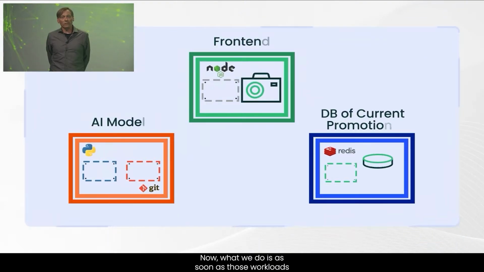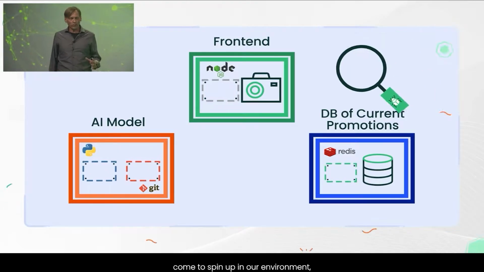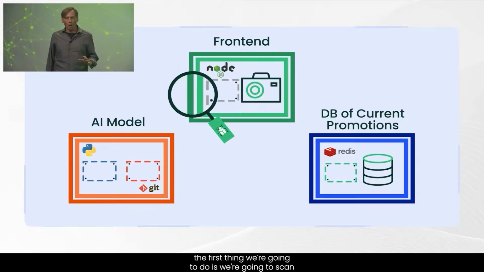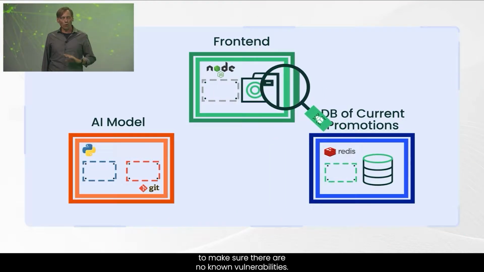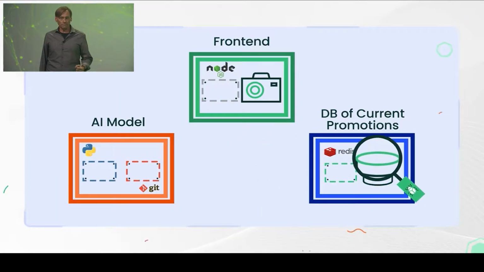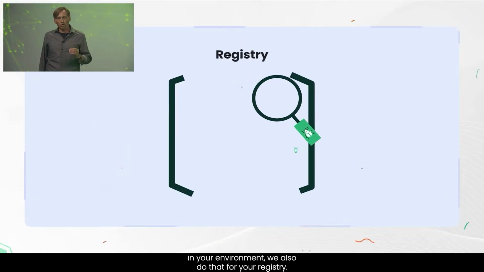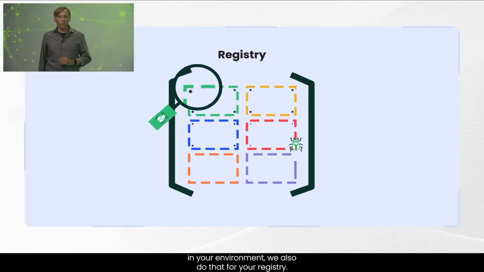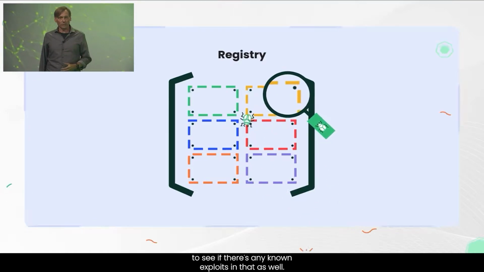Now, what we do is as soon as those workloads come to spin up in our environment, the first thing we're going to do is we're going to scan all of the pods and all of their containers to make sure there are no known vulnerabilities. If there are, we're going to make you aware of that. Now, we don't only do that for all pods that spin up in your environment, we also do that for your registry. So we will periodically scan your registry to see if there's any known exploits in that as well.